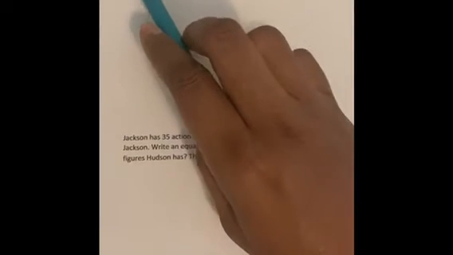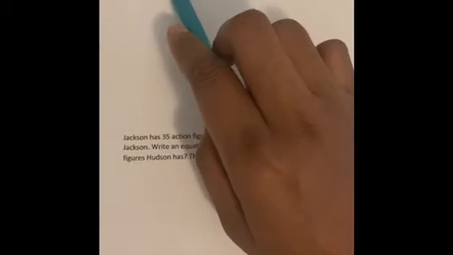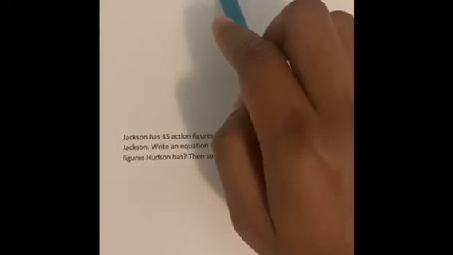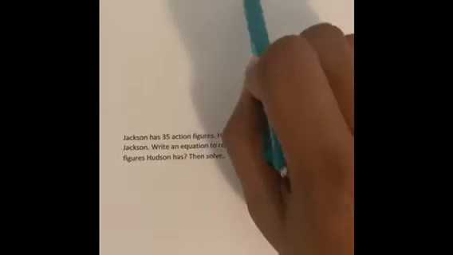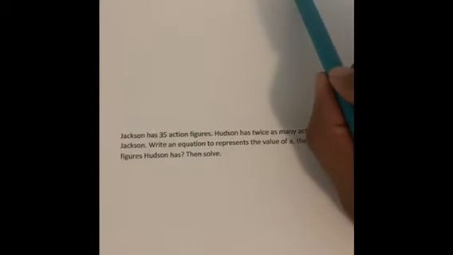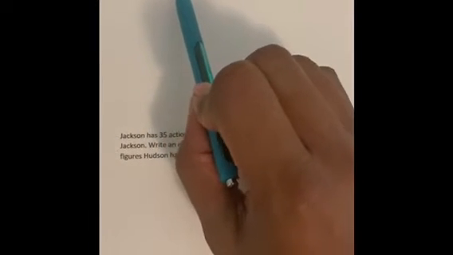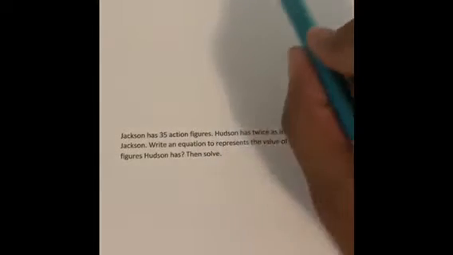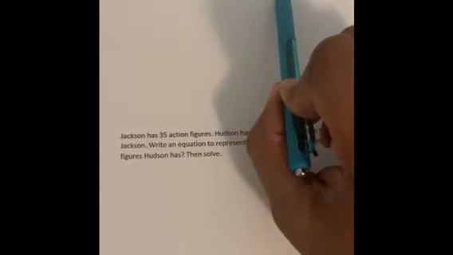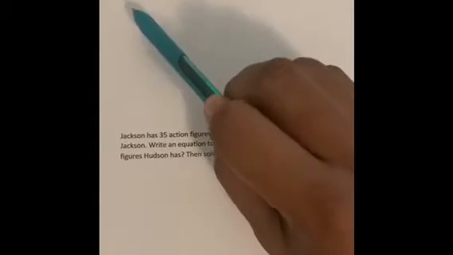All right, here we go. Joey earned $12 for every car he washed on Saturday. If he earned $180, how many cars, C, did he wash? Write and solve an equation to represent the situation. All right, so we want to write and solve the equation.